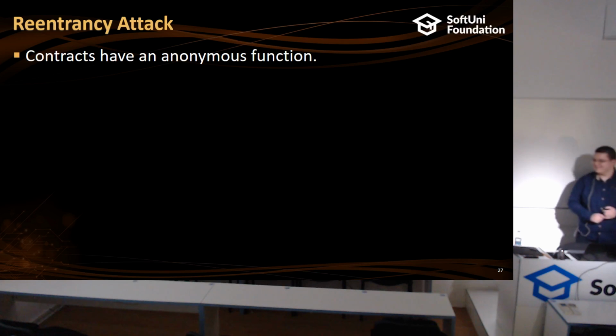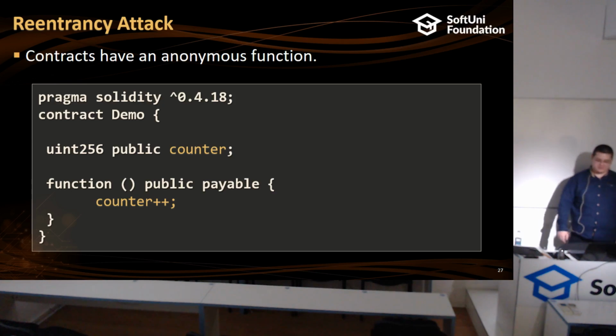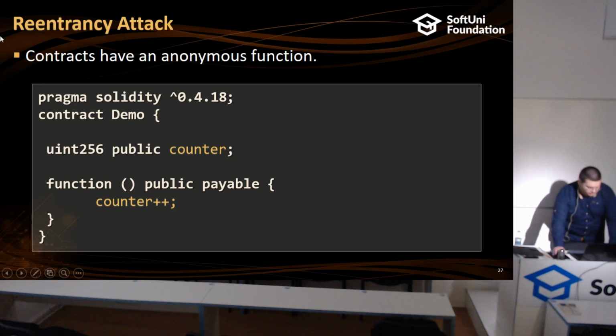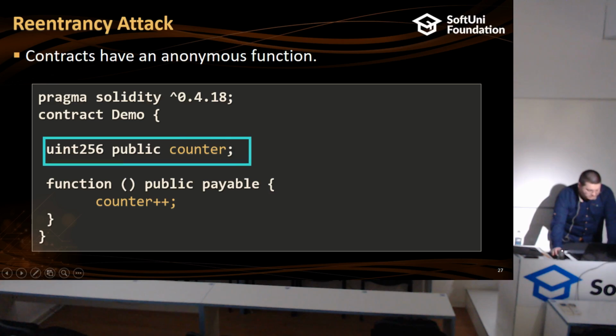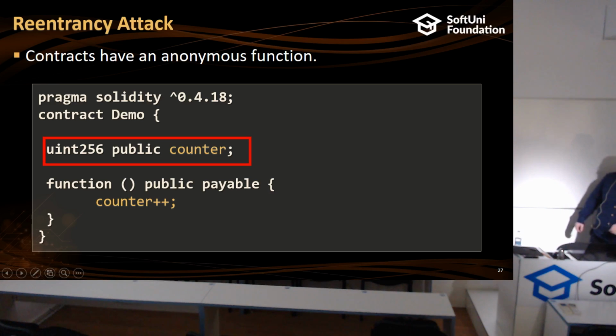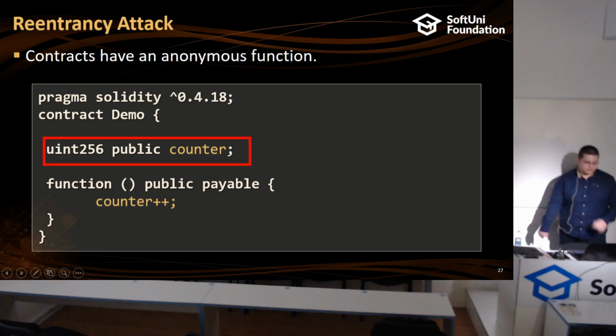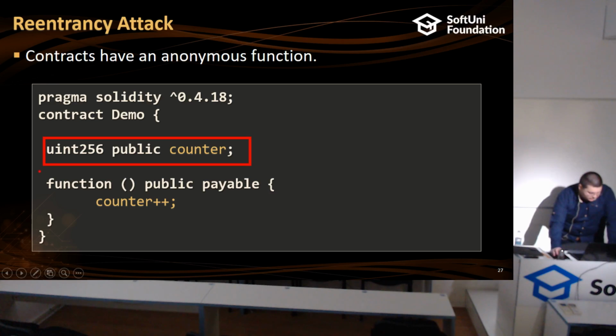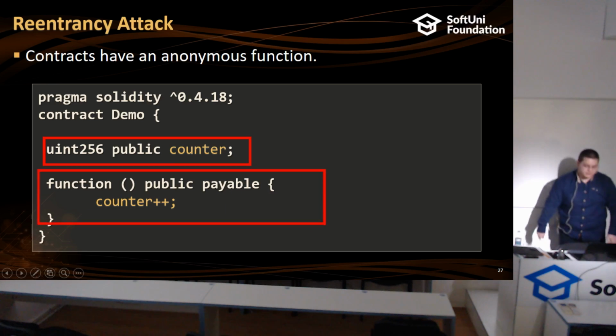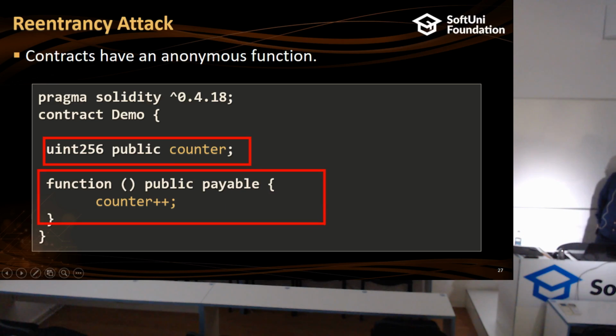Okay, so basically this is a very simple contract. What this contract does is it has a variable that is a counter. It stores an integer for a counter, and it has a function. The thing that you need to know here is that this function is actually an anonymous function.